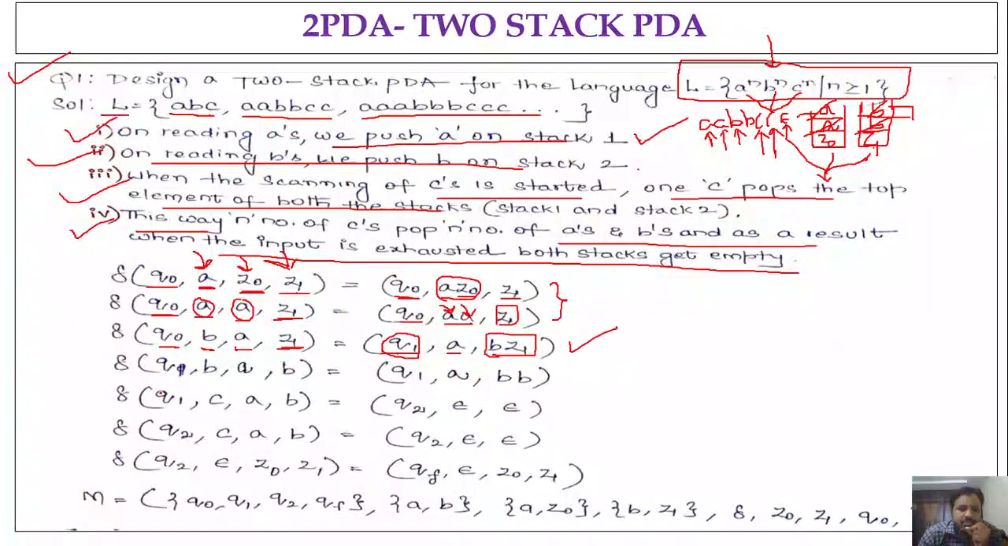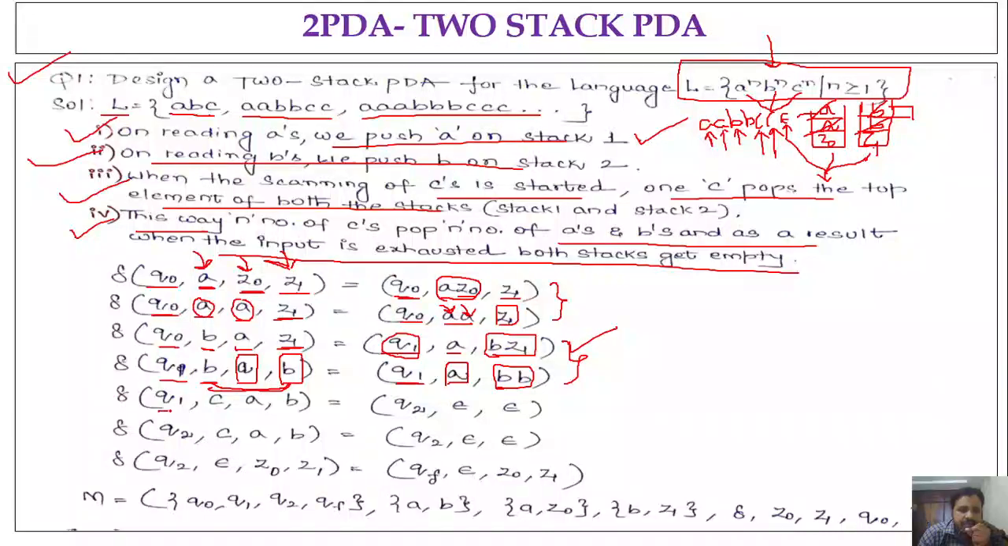Okay, next one. If we are in state q1, the current input is B, top of stack 1 is A and top of stack 2 is B. What we will do is push B while remaining in q1. So on B in state q1, we push back A onto stack 1, then push BB onto stack 2. Okay, then next one. This process will continue as long as we get B.